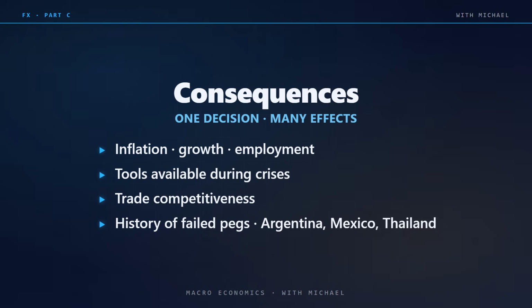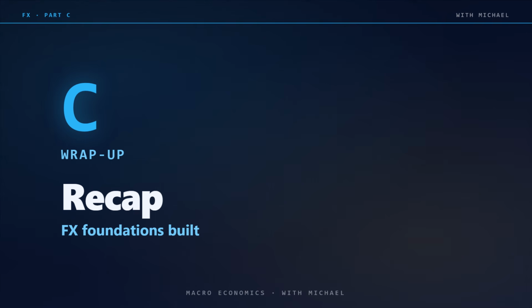And history is full of examples of countries that chose poorly, pegging their currency at unsustainable rates, suffering speculative attacks, then crashing into devaluation. Argentina, Mexico, Thailand, and many others learned this the hard way. Understanding the regime architecture is essential for any serious analysis of international macroeconomics.